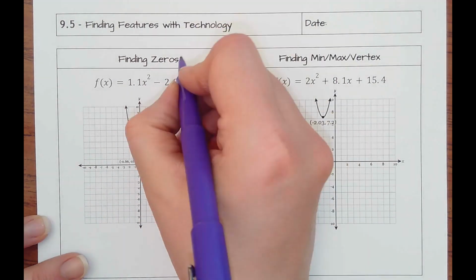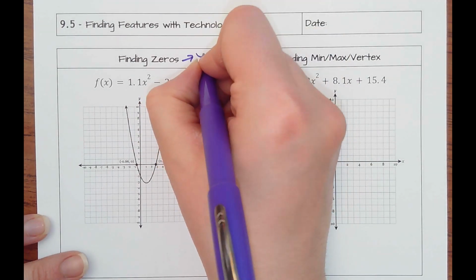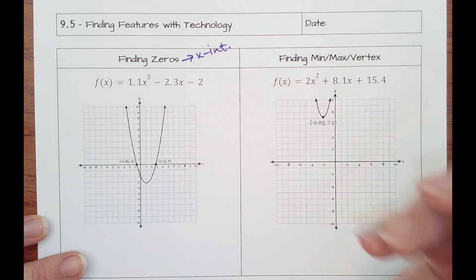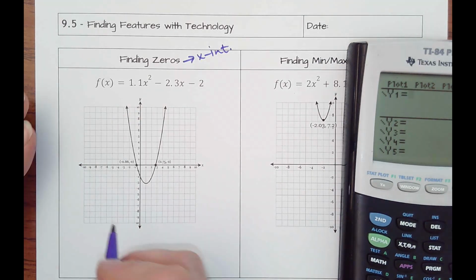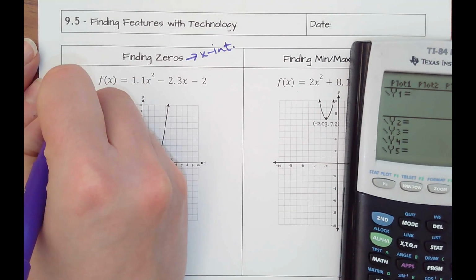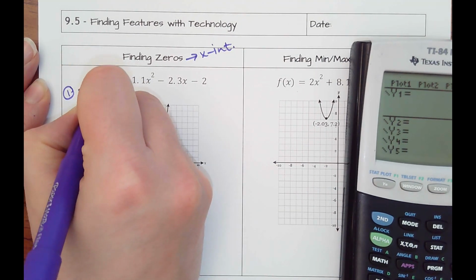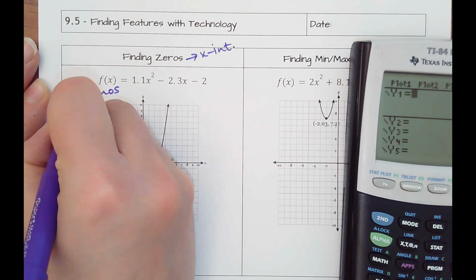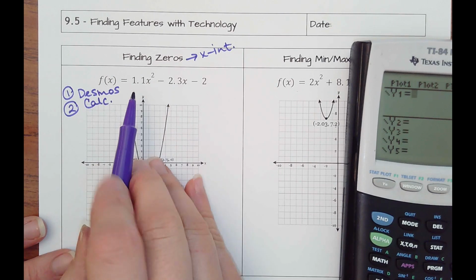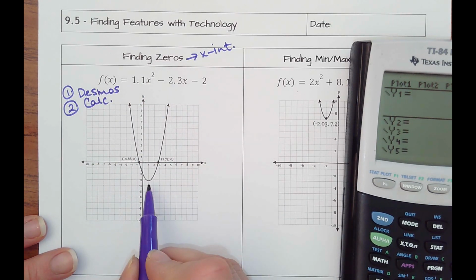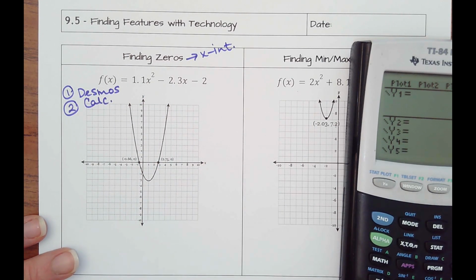Finding a zero, remember that's a fancy way for finding the x-intercepts. And so you'll only be given the function. You have two options. You can graph on Desmos or on your calculator. And so Desmos is pretty self-explanatory.